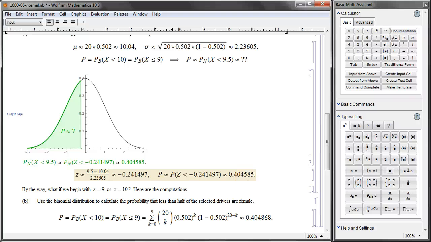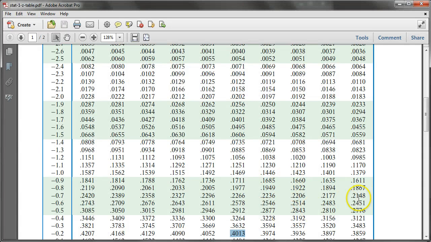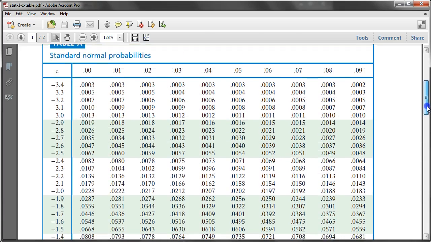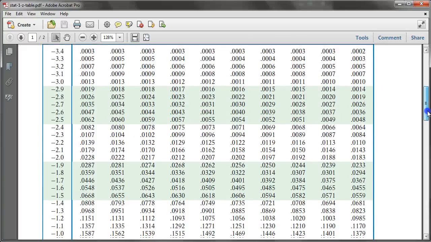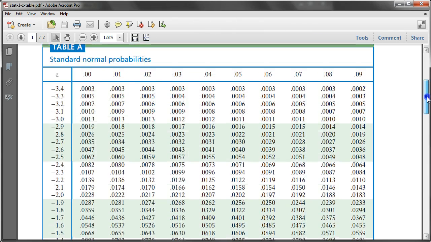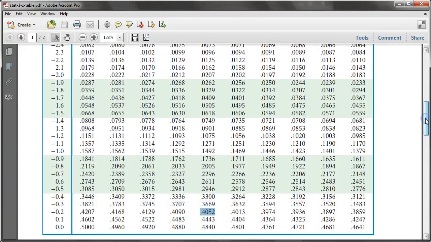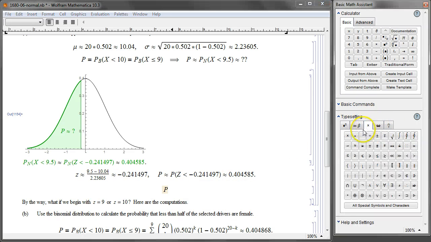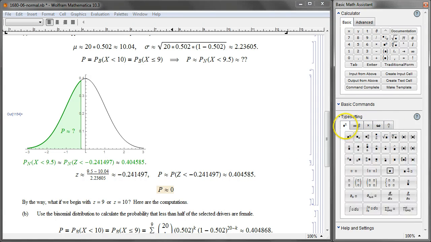Now, what if you use the z-table? Well, here we go. We get negative 0.24, so this is the row negative 0.2, and 04 column, yes, 0.4052. So we get probability P is approximately equal to 0.4052. This is what I got from the normal table.